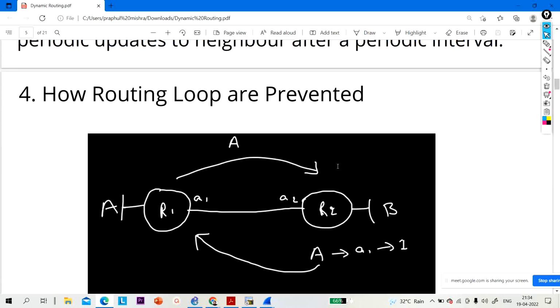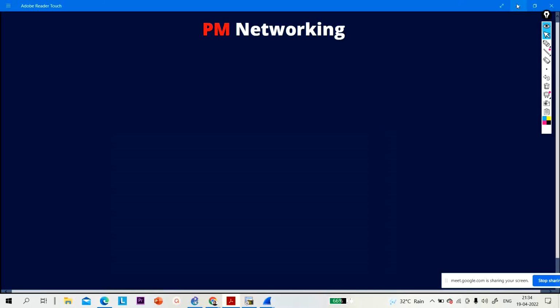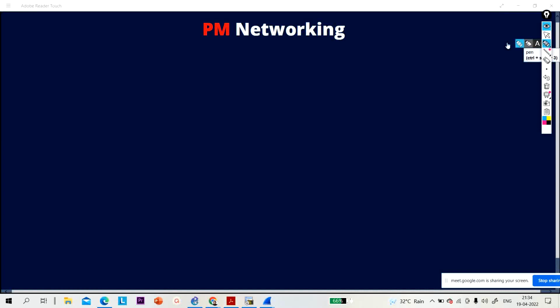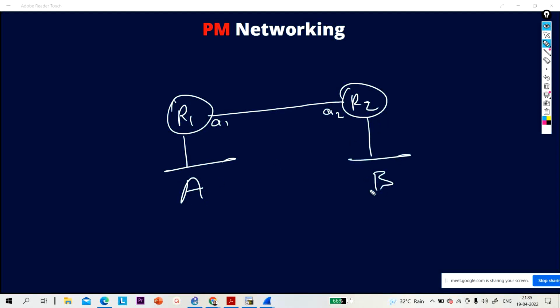Next property is how a routing loop is avoided. Okay, how can a loop be created? First of all, see, this is my R1, this is my R2. Suppose the IP address of this interface is A1, and the IP address of this interface is A2, right? Here I am running network A, here I am running network B.